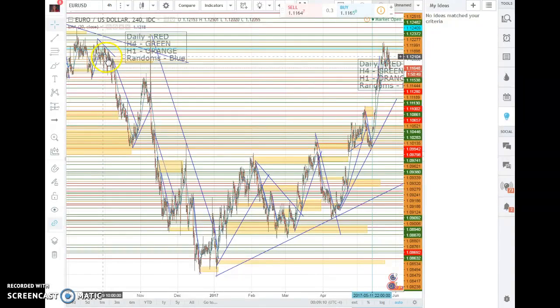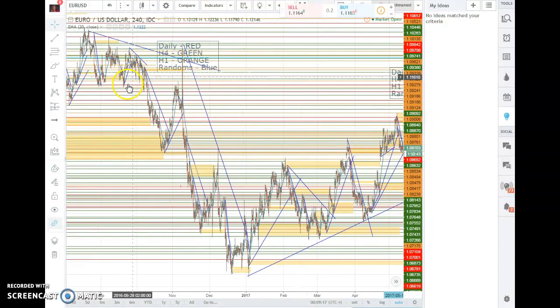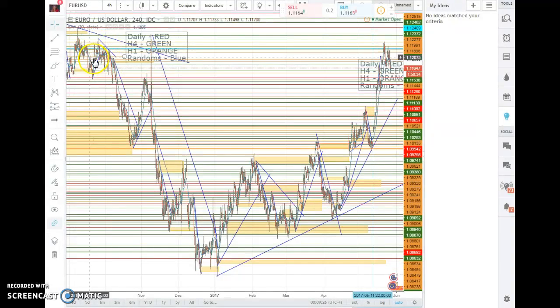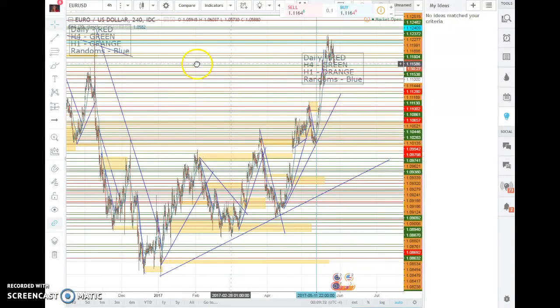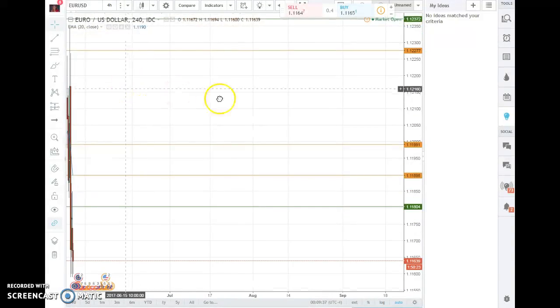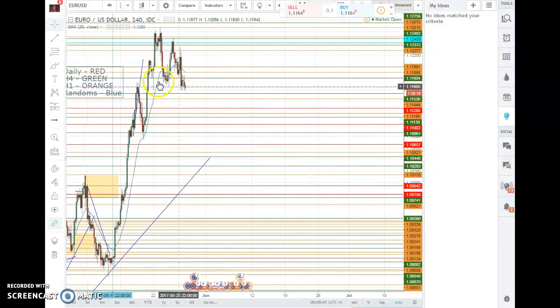So basically I did some support and resistance levels, as you can see, and I did some supply and demand markups, and I noticed that it's basically around this area again. So I am practicing the market structure using Fibonacci.